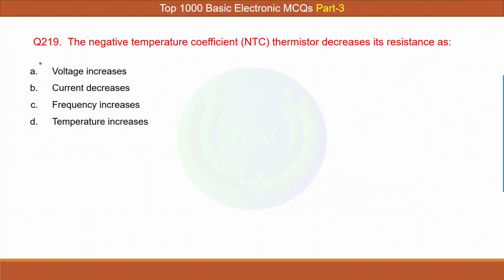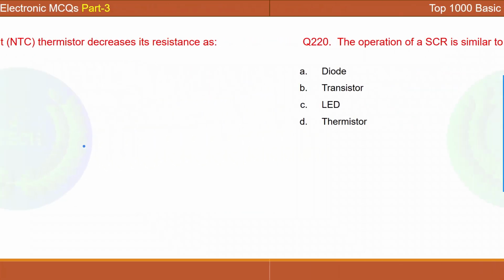Next question, question number 219. The negative temperature coefficient thermistor decreases its resistance as option A, voltage increases, option B, current decreases, option C, frequency increases, option D, temperature increases. The answer is option D, temperature increases.